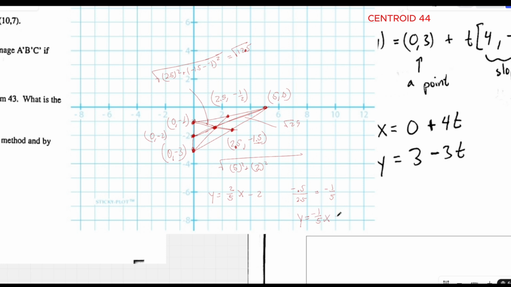My y-intercept is negative 1. All right, zoom out back to what am I trying to do? I'm trying to find the centroid. So I have to set these two equal to each other. Man, no fun.